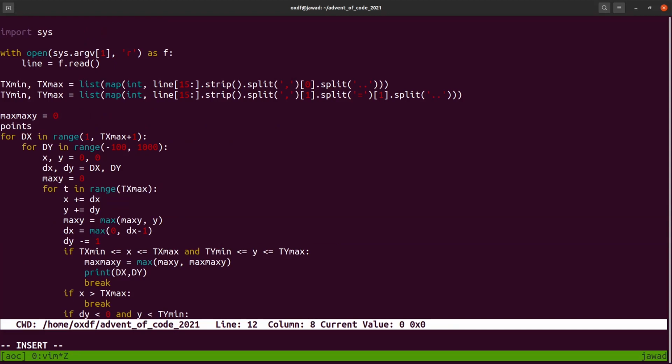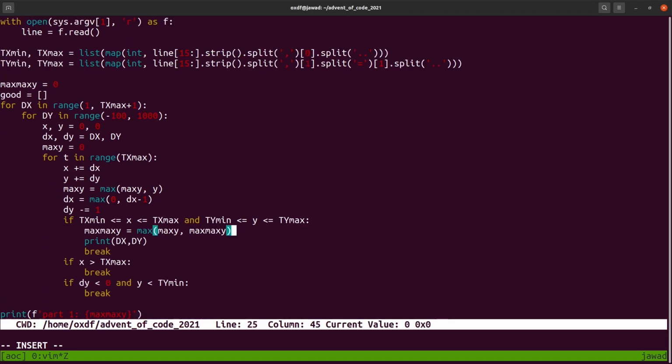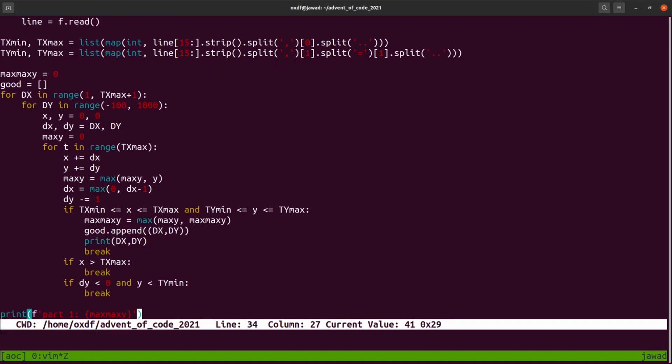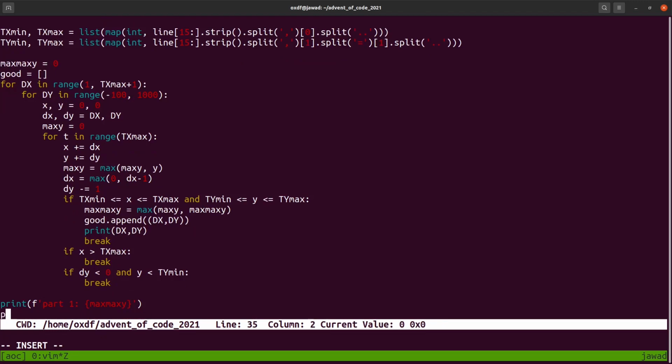Let's see, points. Good equals that. And we will come down here, and anytime we land in here, we will do good dot append. What are we appending? dx. We can do it as a tuple because we're never going to mess with this. dx, comma, dy. And if we want to be really cocky here, we can just try to assume we're going to get it. F of part 2, len good.